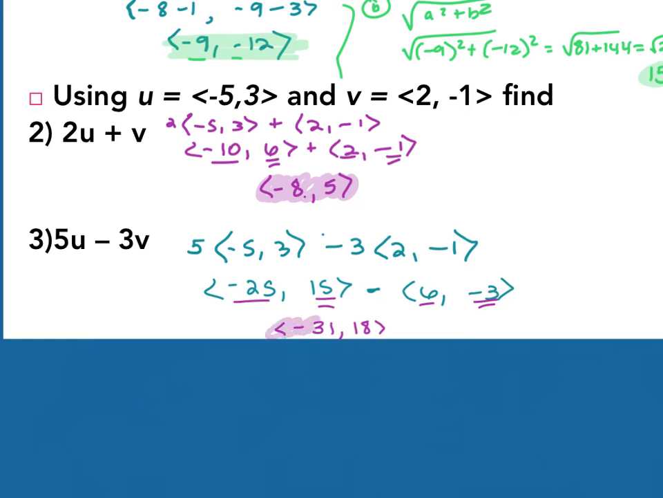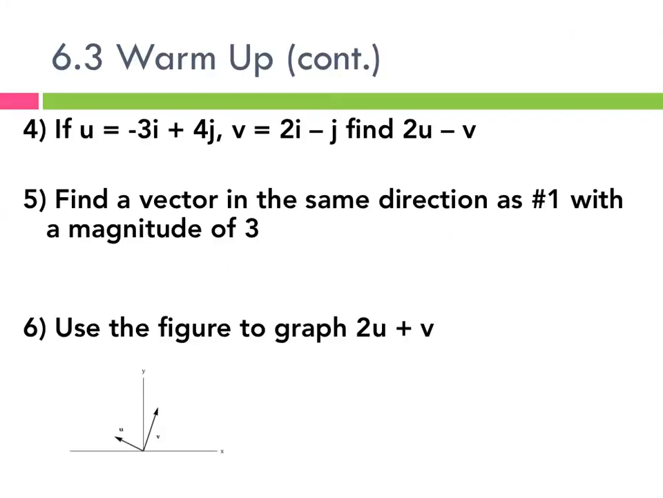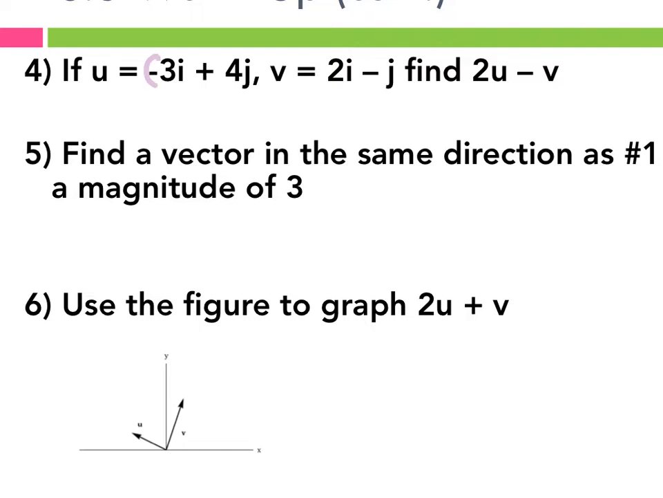Remember, if it's in IJ like the next one, you want to make sure at the end it's in that IJ form. So like 4. So 4 gives it to you in IJ form. It says u is -3i plus 4j, and v is 2i minus j, and you're finding 2u minus v. So I'm going to do 2 times u, and then I'm going to subtract v from it. So this becomes -6i plus 8j minus 2i minus j, and that negative is going to get applied to both.